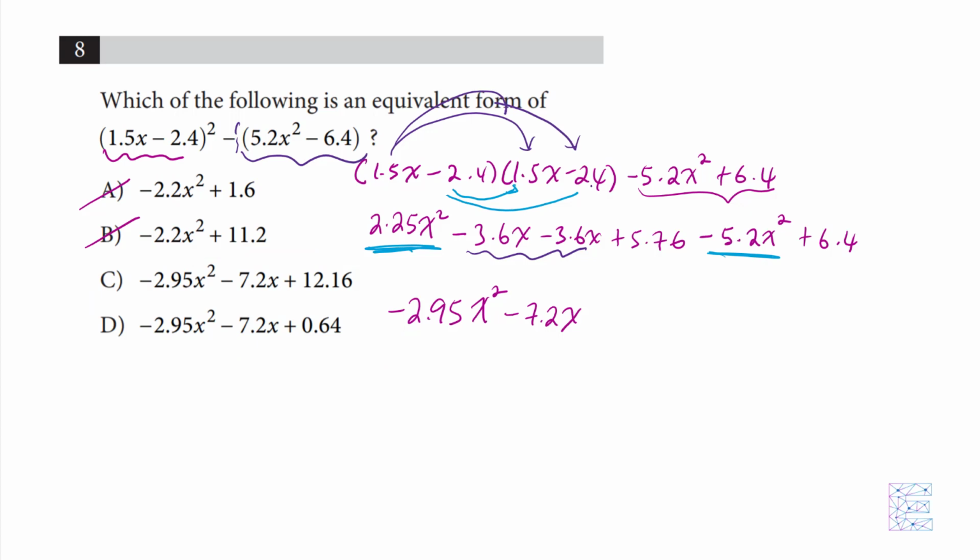The only thing remaining is 5.76 plus 6.4, and that's clearly going to be 12.16. And that makes C the correct answer to this question.